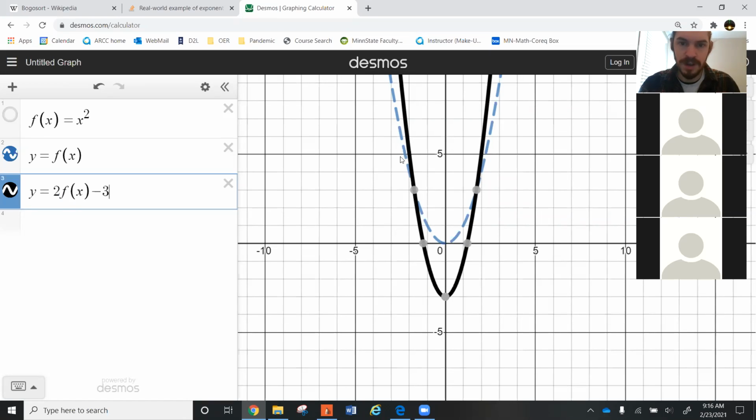If you're trying to graph something, then you always do your multiplying first, and so you always do the scaling first, and then the shifting second. So that is a rule. Always scale first and shift last.